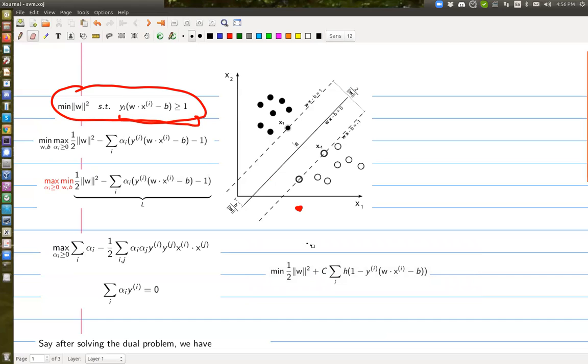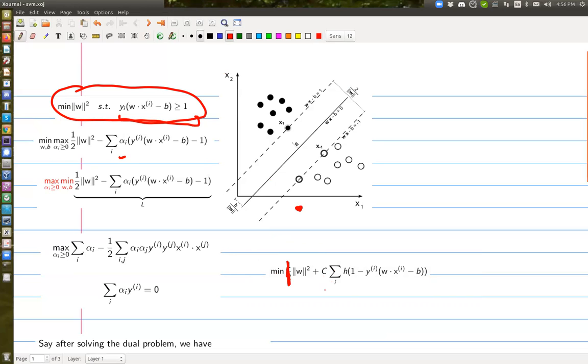So instead, I can solve a problem like this. You can ignore this one half or whatever. Basically, it's kind of similar to using the Lagrange multiplier to absorb the constraint.